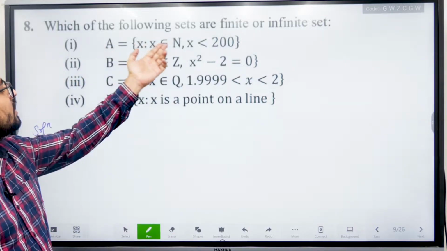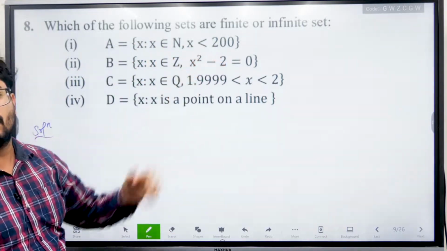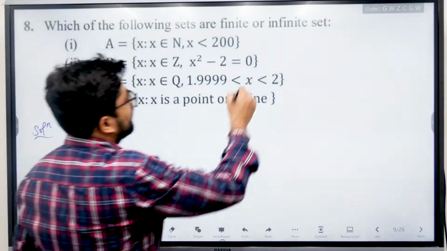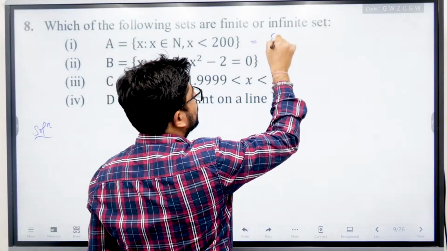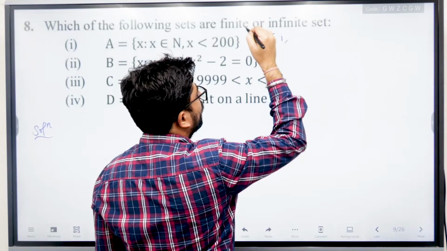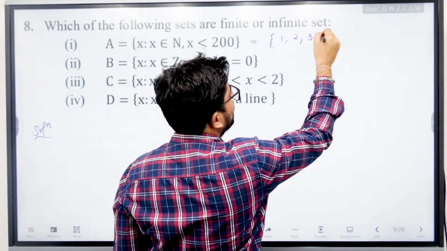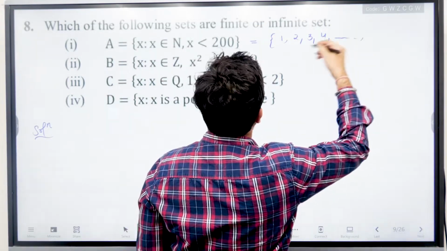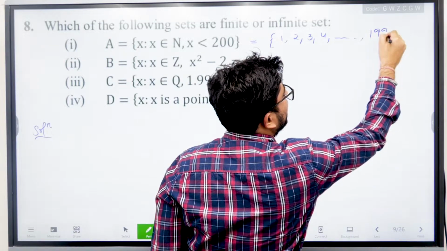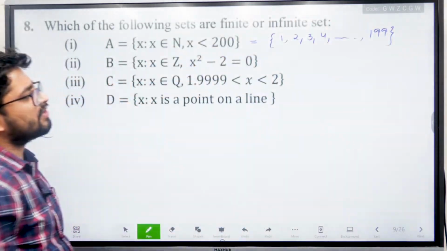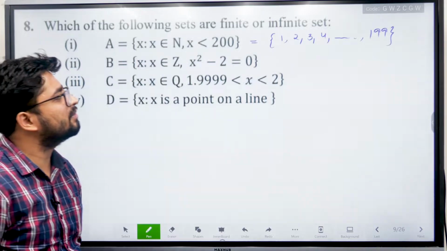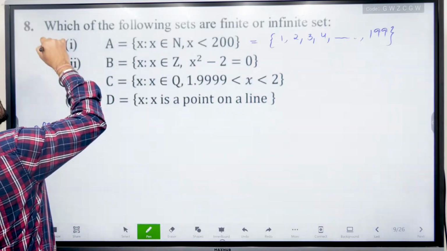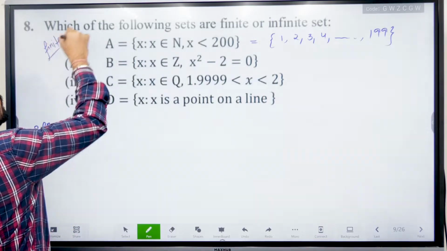First is x is a natural number and less than 200. So if x is a natural number and less than 200, the set starts with 1, 2, 3, 4 until less than 200, so 199. How many elements do we have? We have finite elements. We have 199 elements here. So this is a finite set.